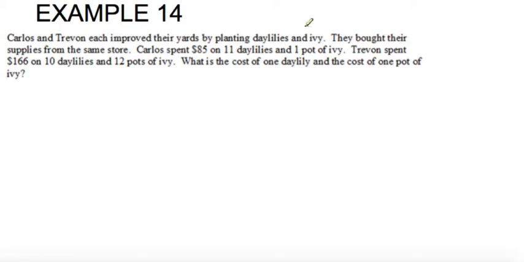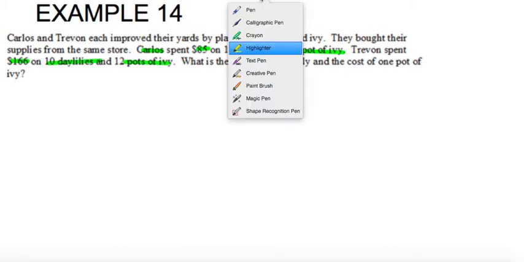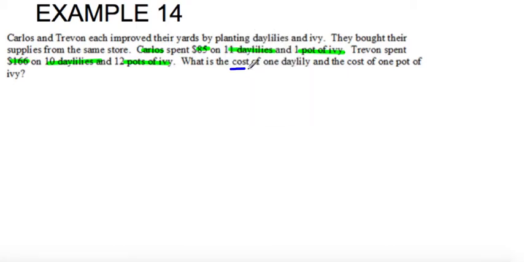Okay, so what we want to do is highlight key information. So we know that Carlos spent $85 on 11 daylilies and 1 pot of ivy. Trayvon spent $166 on 10 daylilies and 12 pots of ivy. What they're asking us is for the cost of 1 daylily and the cost of 1 pot of ivy.